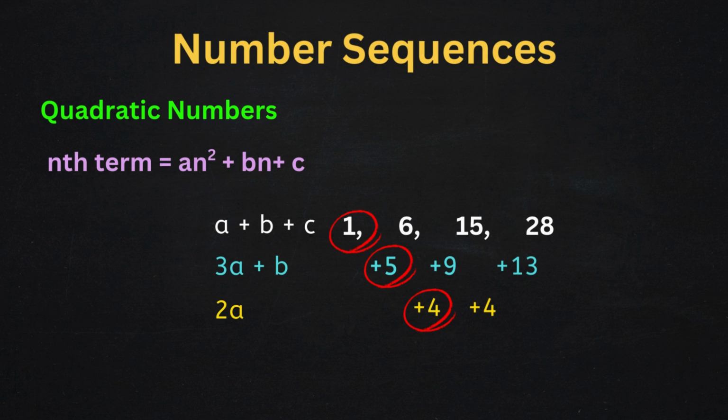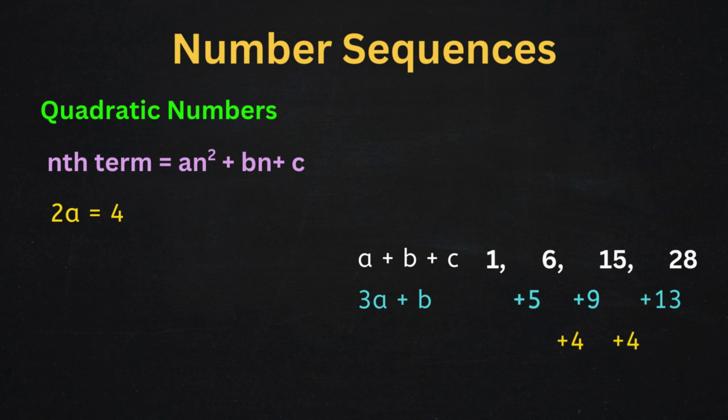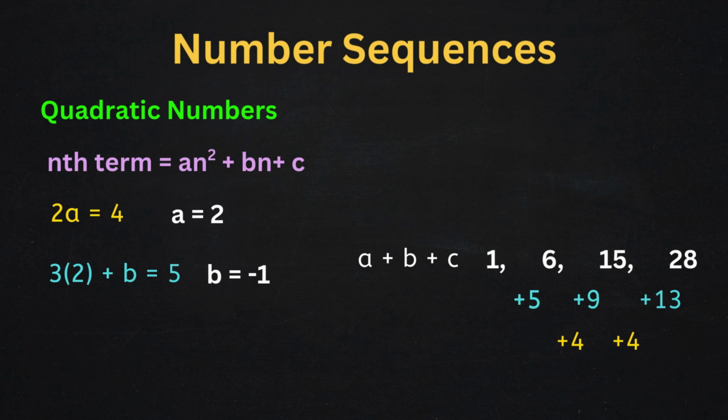To find the values of a, b, and c, we always solve from bottom to top. First, the bottom. 2a equals 4. From that, can you find a? Of course, and the answer is 2. Then we use 3a plus b. Here we put the value of a and equate it to 5. By solving it, we get b equals -1.